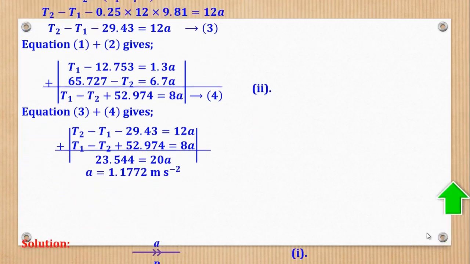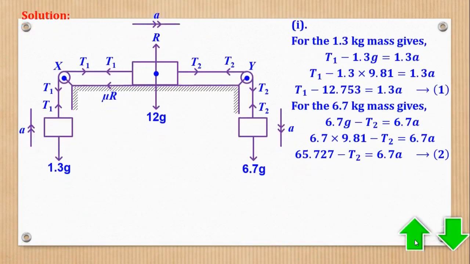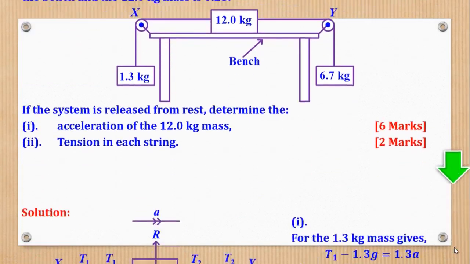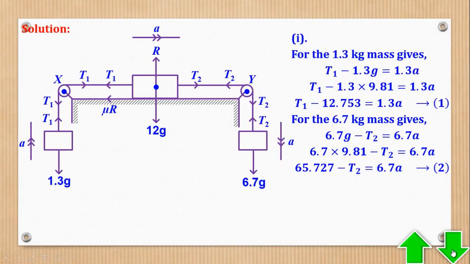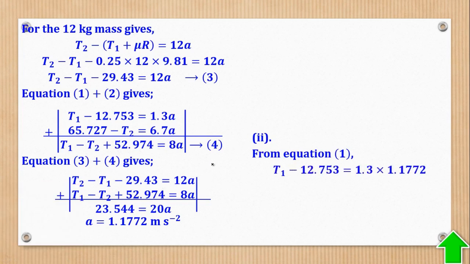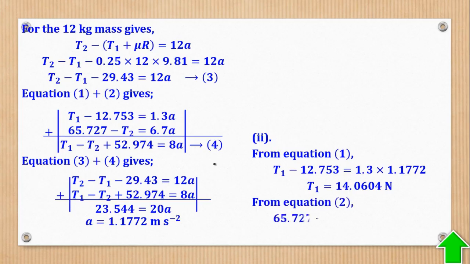So what about Roman 2? For Roman 2, they want the tension in the string. So we have to get T1 and T2. We can use equation 1 to get T1, so substitute for A and get T1. Then equation 2 can be used to get T2. Substitute for A and get T2. And that's what they wanted.